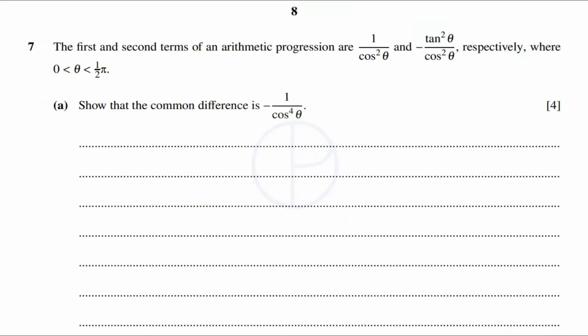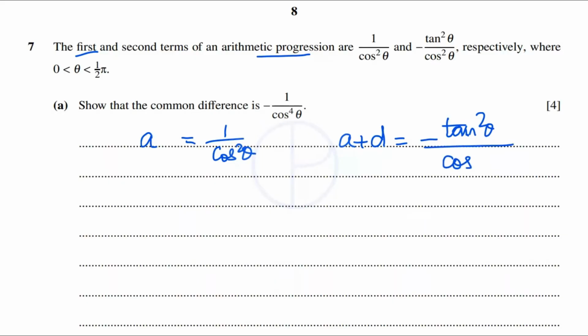Next, question number 7. The first and second terms of an arithmetic progression are 1 over cos square theta and minus tan square theta divided by cos square theta respectively, where theta lies between 0 and 1 over 2 pi. Show that the common difference is minus 1 over cos power 4 theta. So first term in an arithmetic progression is a, which is 1 over cos square theta. And second term is a plus d, which is equal to minus tan square theta divided by cos square theta.